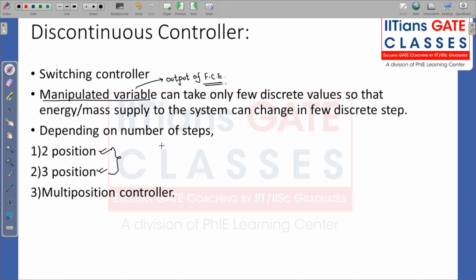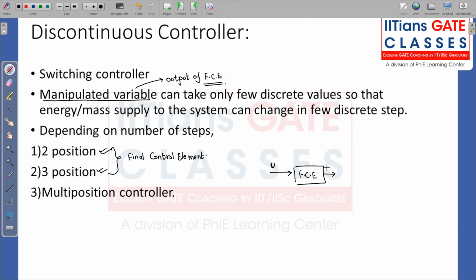So what position? Whose position? Basically it is the final control element's position. Next, if there are multiple positions involved, we call it a multiple position controller. So basically, this is my final control element. It will give your control action. This is the output of the controller U.